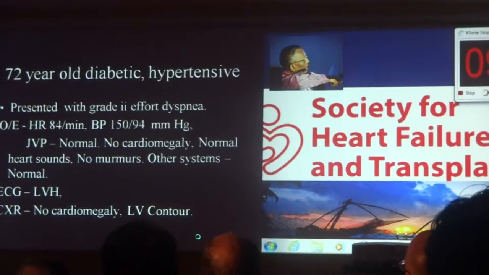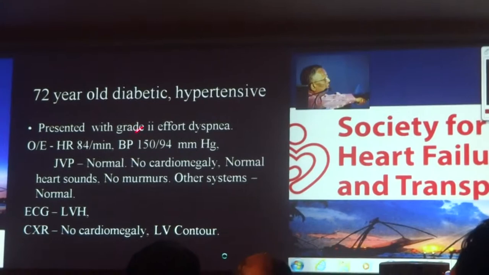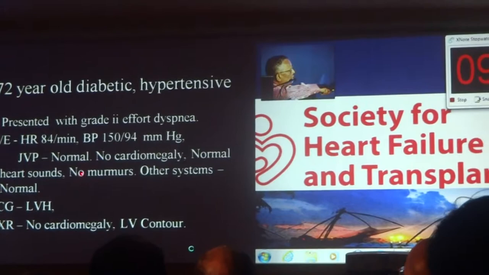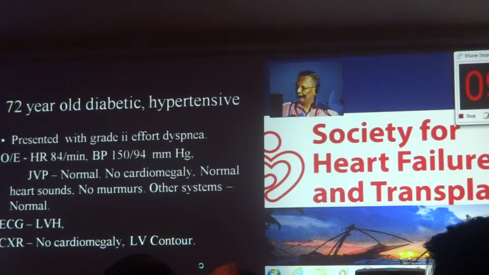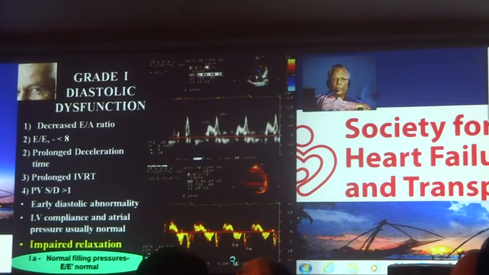Look at this man, 72-year-old, diabetic, hypertensive, presenting with grade 2 exertional dyspnea. JVP normal, no signs of cardiac failure. ECG showed LVH, no cardiomegaly, no LV contour abnormality, and the X-ray did not reveal any evidence of pulmonary venous congestion.